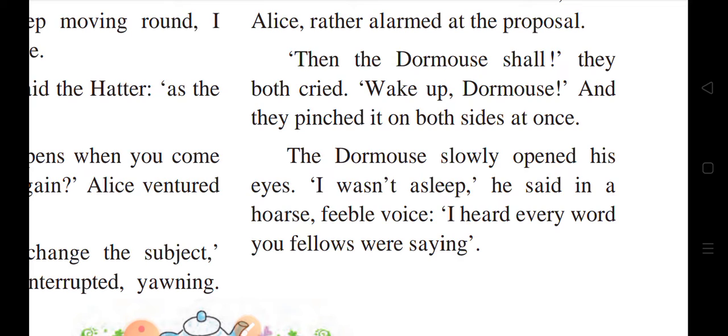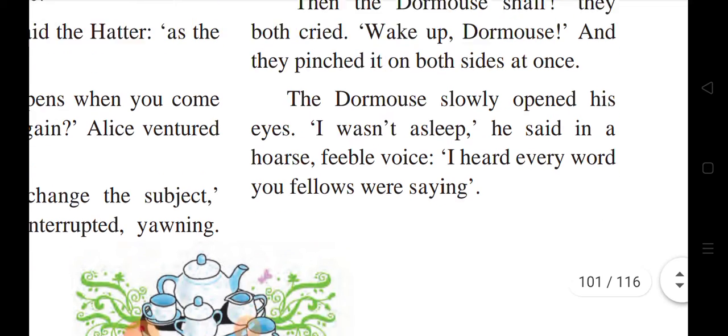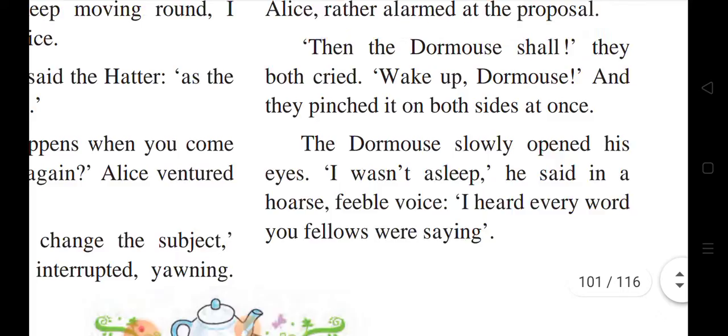Hoarse means rough and unpleasant, and feeble means very weak, since he was sleeping at that time. So he's saying, in a hoarse and feeble voice, "I wasn't asleep. I heard every word you fellows were saying." Whatever you were discussing, I heard everything. "You fellows" means all three of them; he heard all three of them speaking.